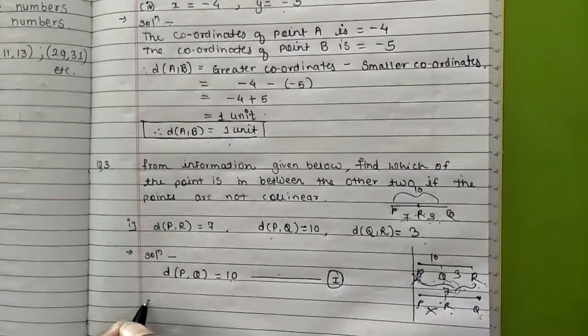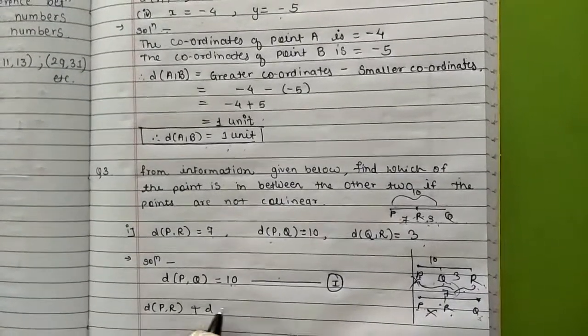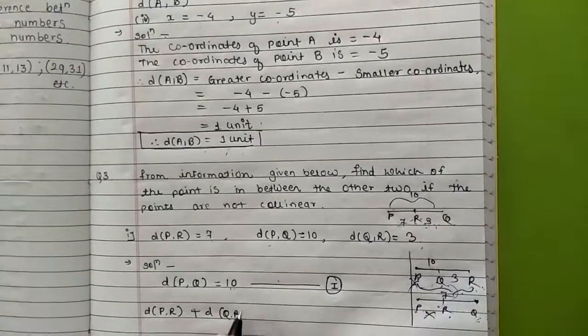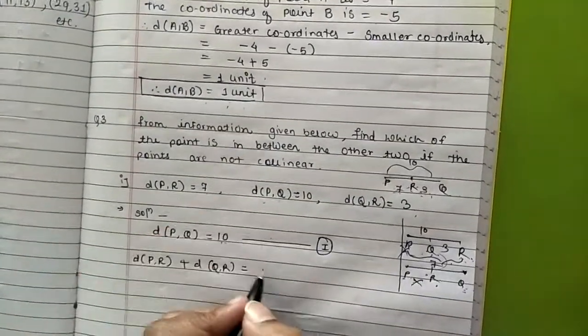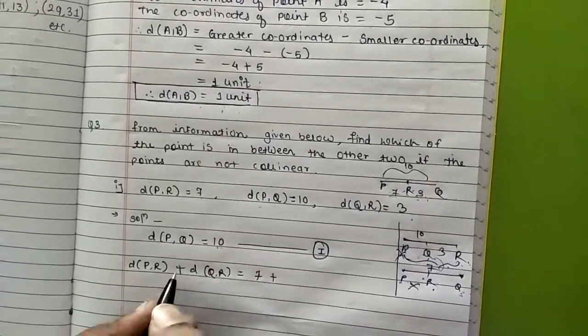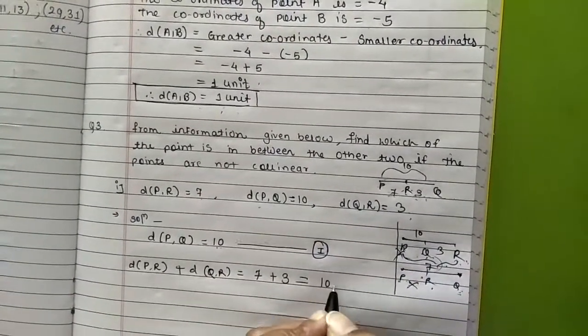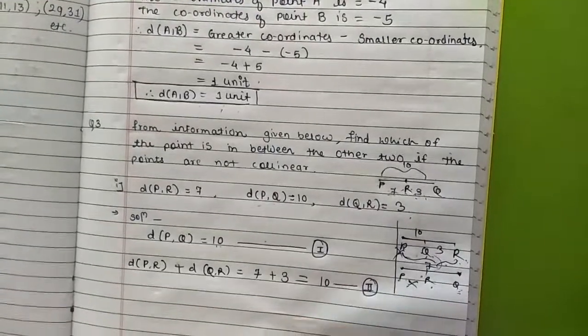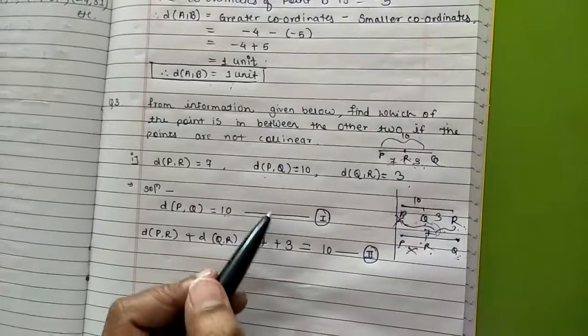So next, distance between PR plus distance between QR is equal to what? The PR distance is 7, so write down 7, plus the QR distance is 3, so 7 plus 3 is 10. So give this equation number 2. Done. So now here we are getting two equations.